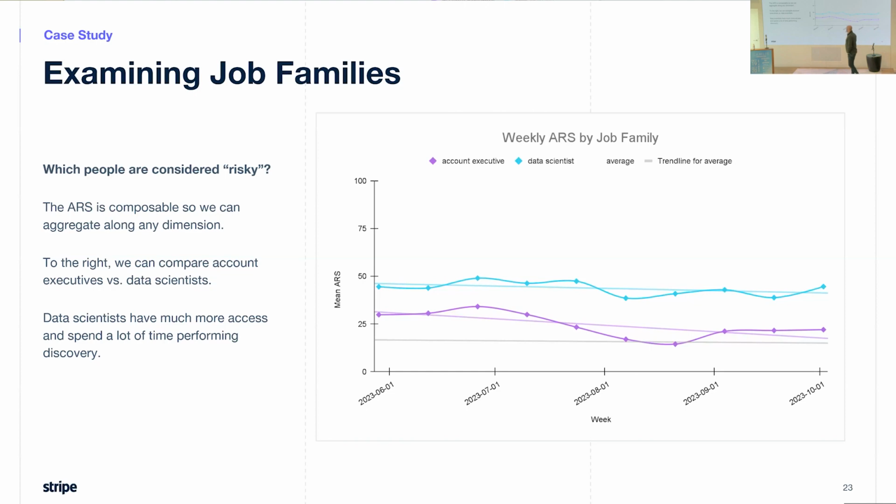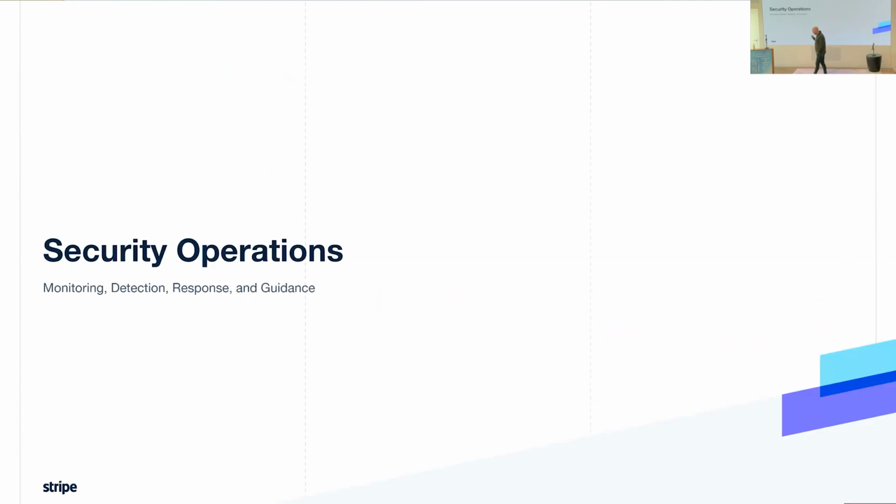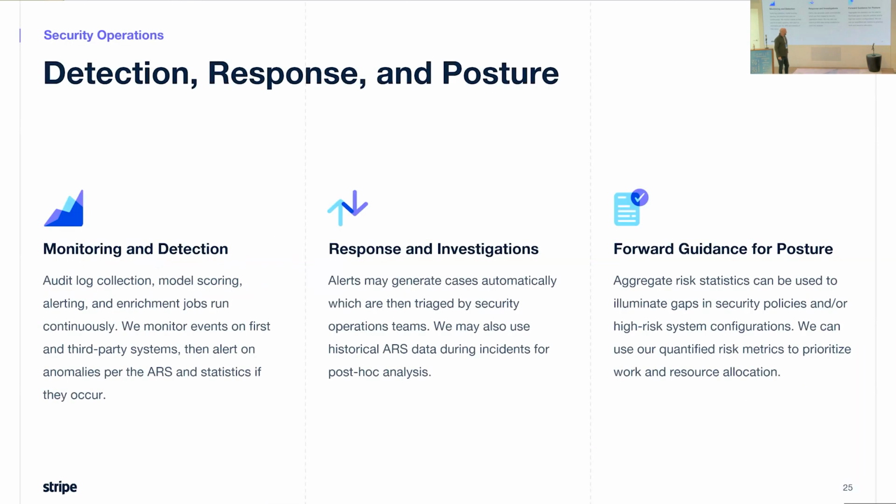All right, I want to finish up real quick. I know we only have a few minutes left. Talk about the security operations. So, given our access risk score, there are three pillars that we've shaped around this metric and derivatives of it. The first of which is monitoring and detection, which we touched on a little bit and we'll dig into more.